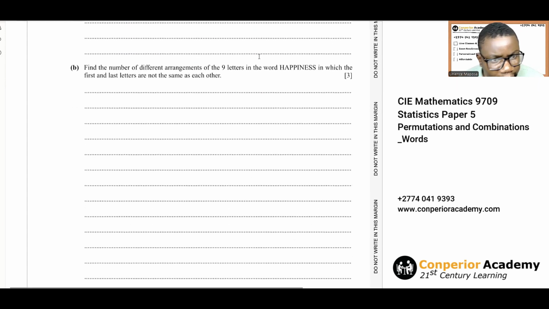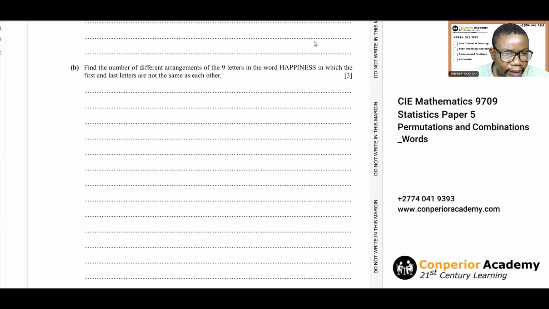Now it says, find the number of different arrangements of the 9 letters in the word happiness in which the first and last letters are not the same as each other. So the first and the last must not be the same as each other. I think it will be easier for us to look at situations where the first and last letters are the same, and then we subtract from the total arrangements.